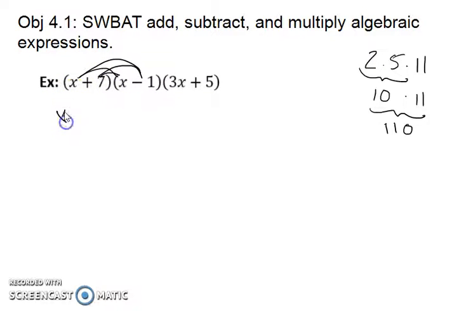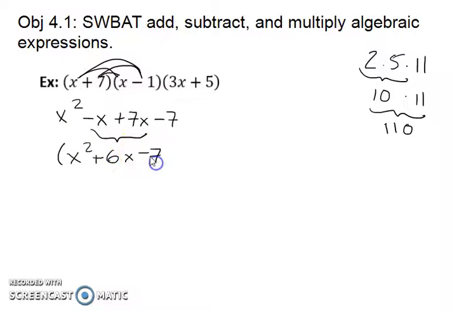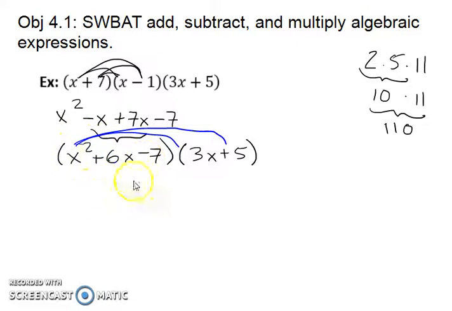So when I multiply those, I get x squared, minus x, plus 7x, and then minus 7. Combine our two middle like terms, and that gives me x squared plus 6x minus 7. And if you can do all this in your head, go for it. And then at the end we have 3x plus 5. And now I'm going to do the slightly longer method that I just mentioned because of all the extra multiplying here. So x squared times 3x is 3x cubed.